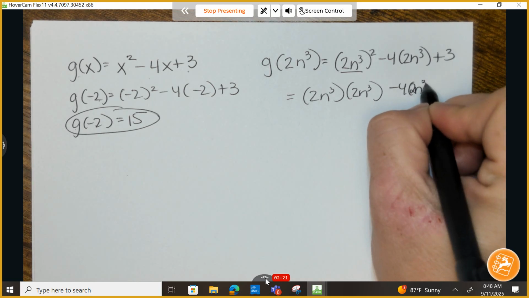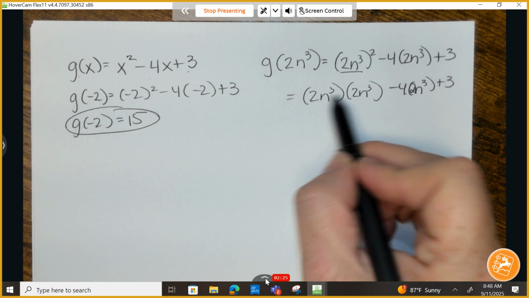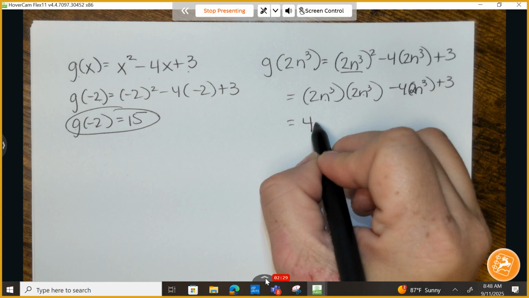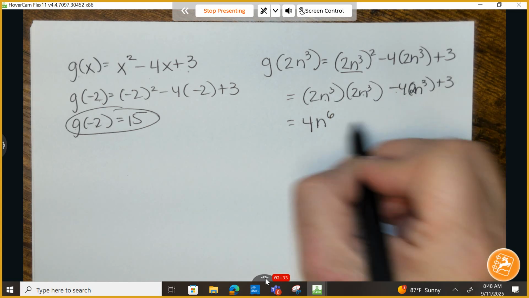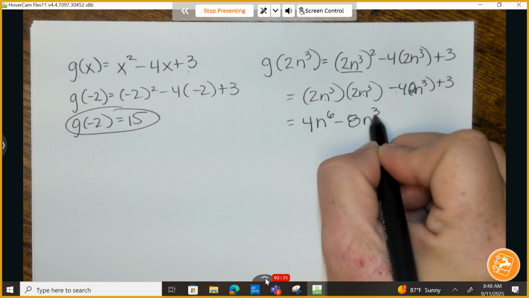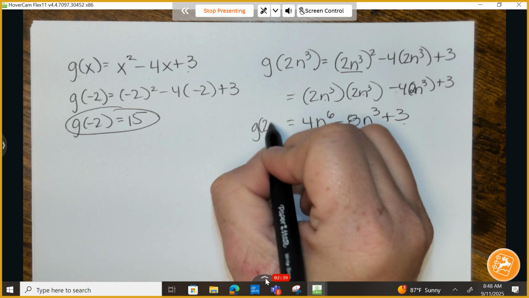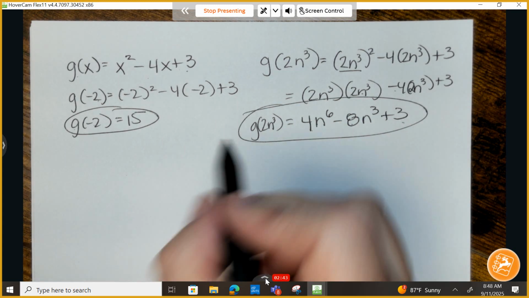And we also need to remember our exponent rules. So here I can multiply. 2 times 2 is 4. And I have the same base that I'm multiplying. It means I add the exponents. 3 and 3 is 6. -4 times 2 is -8. And to the third plus 3. We have 3 terms. I can't combine any terms. This would be my simplified answer. And let's do one more.